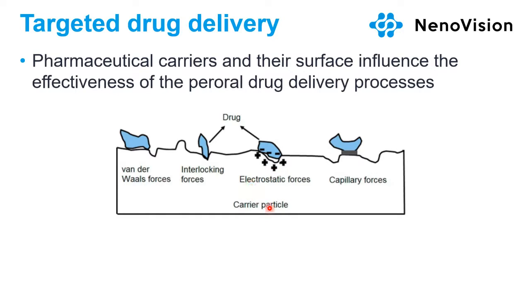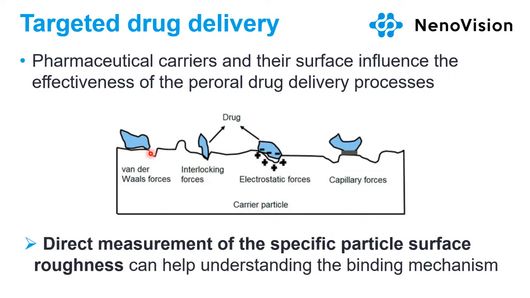And so why we are studying the surface roughness, understanding the surface properties of pharmaceutical carriers could help us understand how the ingredient is binding. So we could improve the effectiveness of the drug delivery processes. Today, I'd like to show you the direct measurement of the specific particle surface, which could help understanding the binding mechanism.